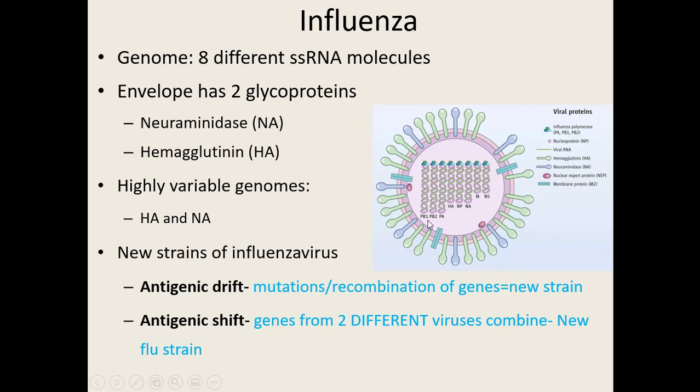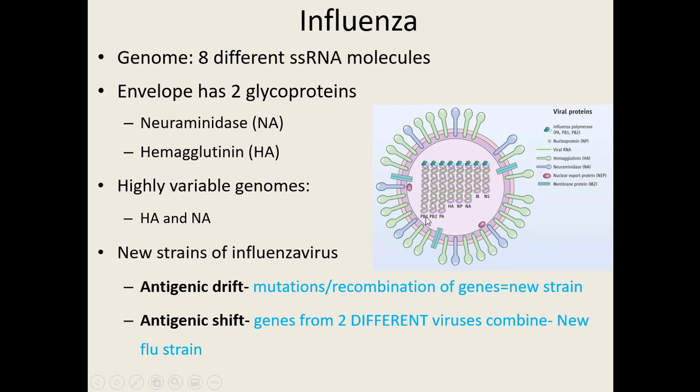It's when you take 2 different viruses, 2 completely different viruses, mix their genes together, you get a new flu strain. So antigenic drift is one flu strain and it shifts or changes or drifts a little bit. Antigenic shift is you get 2 completely different flu strains and their genetics, their RNA, mixes together.